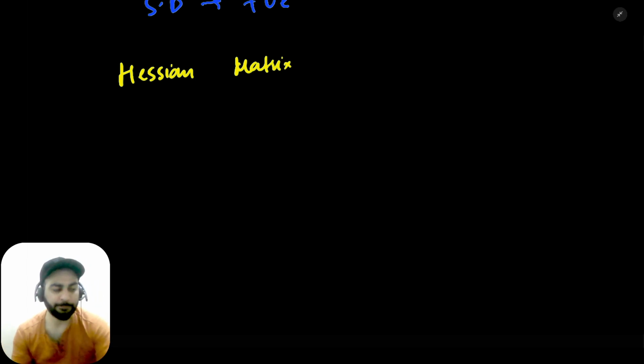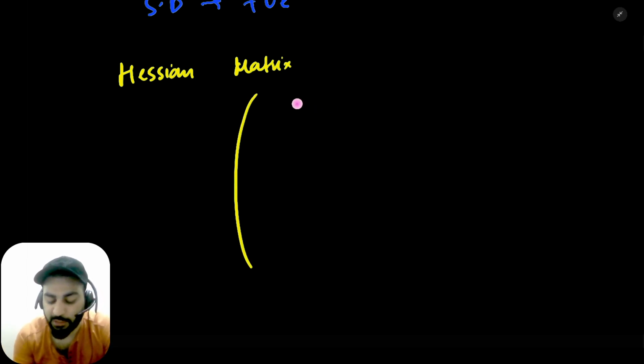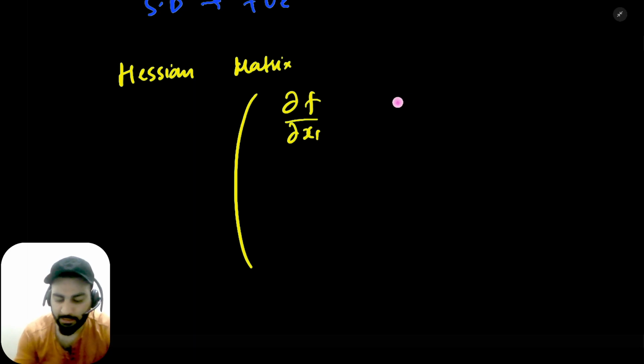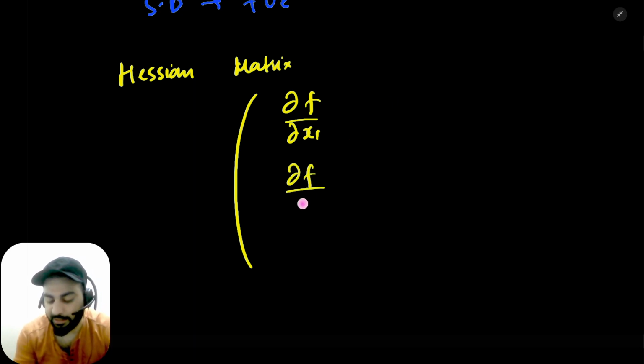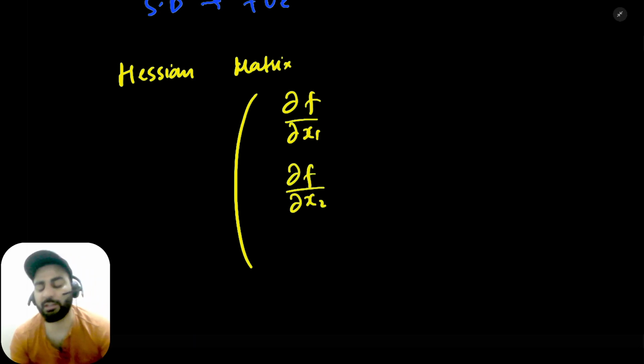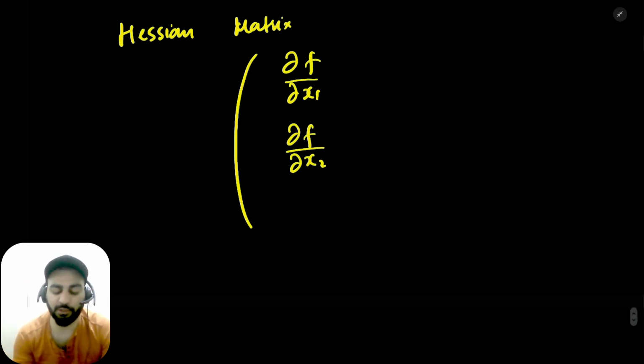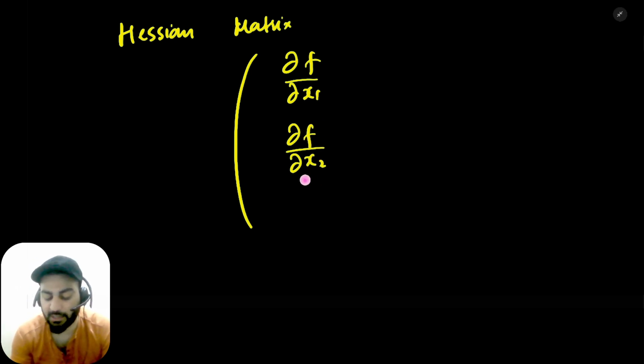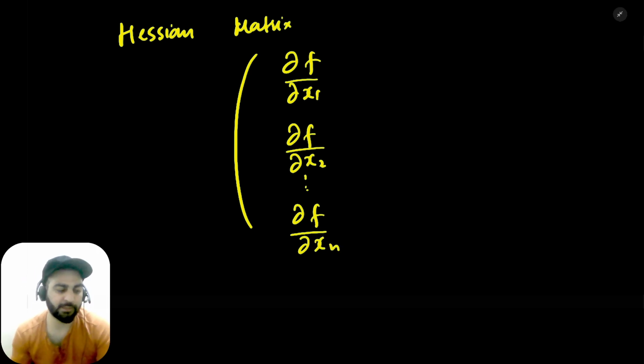So what is that? If you have a function and a vector, you take the partial derivative. For example, you'll take the partial derivative of f with respect to x1, then with respect to x2, and similarly the partial derivative of f with respect to xn. Okay, this is the gradient.